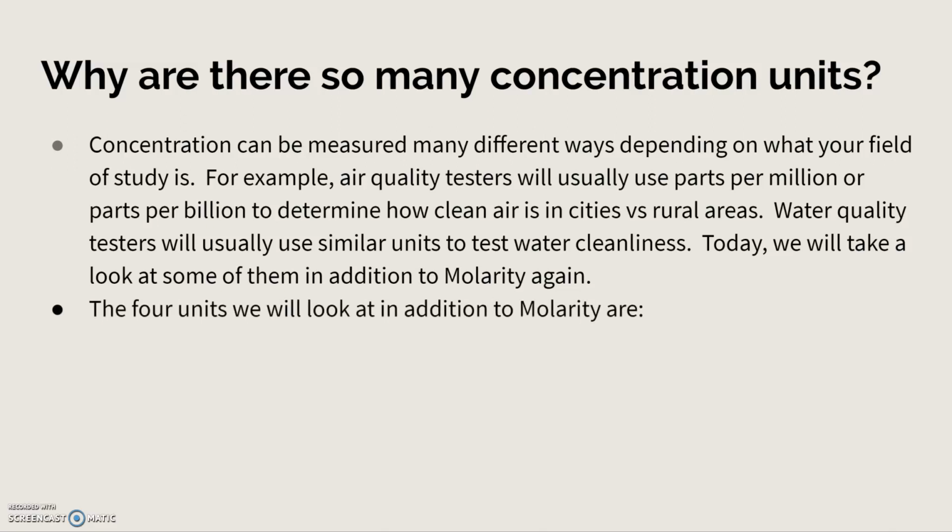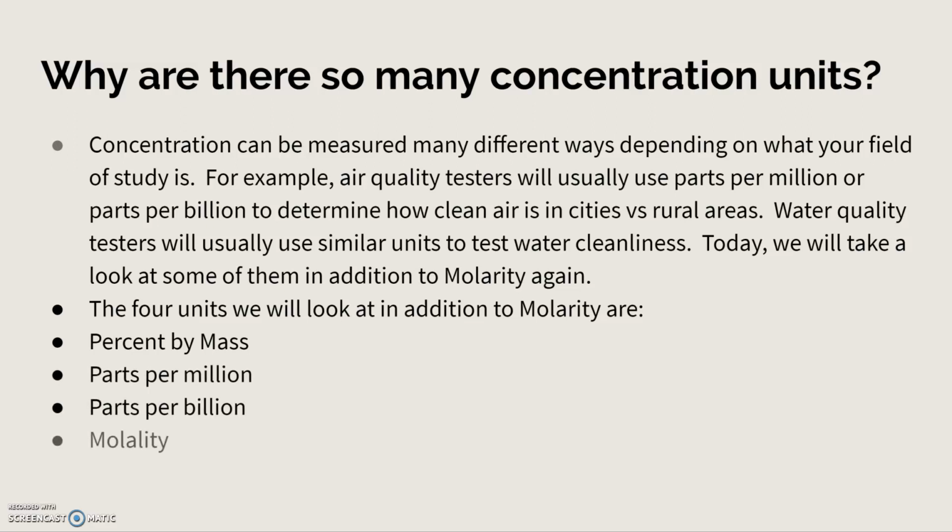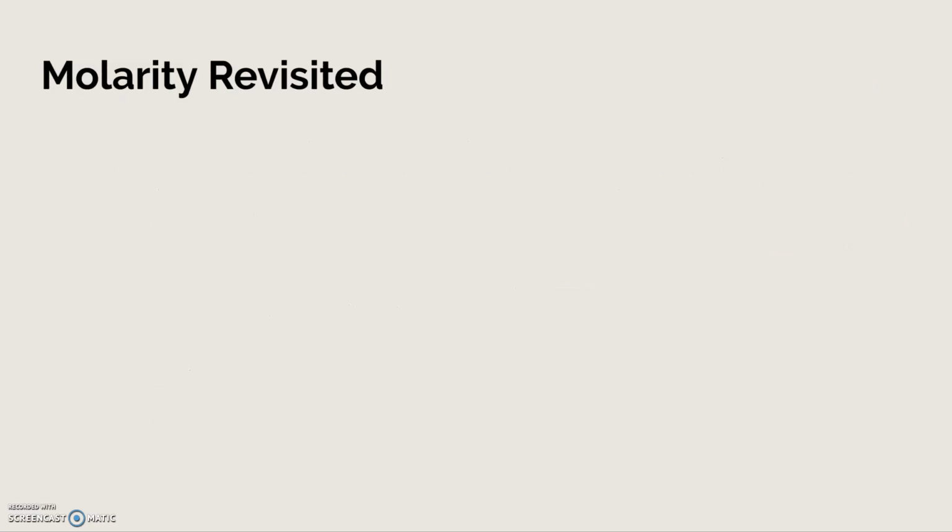So we're going to be looking at 4 units to calculate concentration in a solution. The first one is percent by mass. Second one is parts per million. Third one, parts per billion. And the fourth new one is molality. So that is not a typo. This is actually a different formula for concentration, not to be confused with molarity. But before we can go over those 4 new formulas, we're going to review molarity.